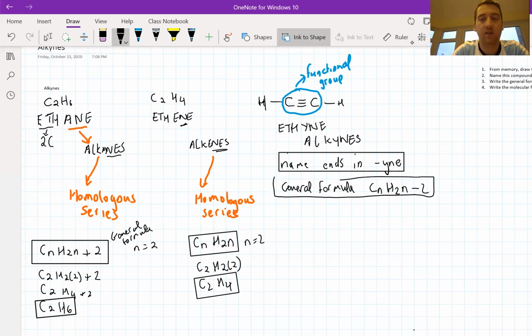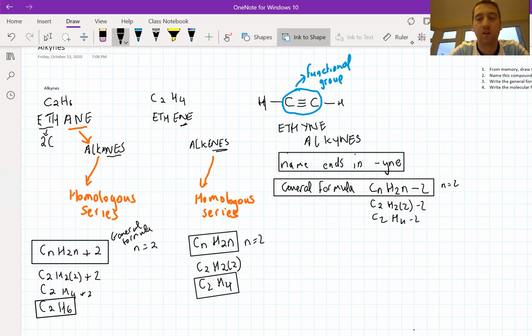And if we use this to work out the formula for an alkyne, if we imagine that n is equal to 2, as in the example above, then it would be C2H2 times 2 minus 2. So that's C2H4 minus 2, which is C2H2. So the actual formula for this substance up here is C2H2. That's ethyne.